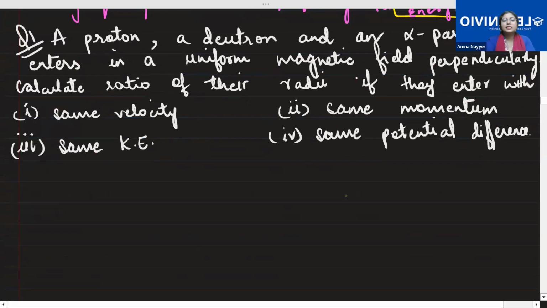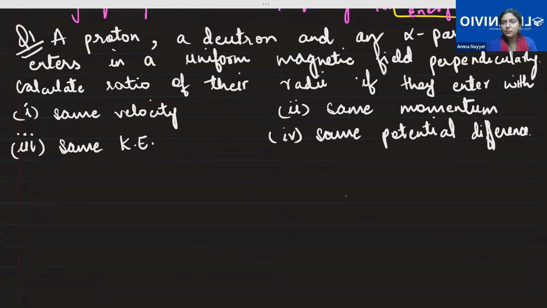See, this question says that a proton, a deuteron, and an alpha particle enter in a uniform magnetic field perpendicularly. So as soon as it is perpendicularly, this means this is your third case, right? If the charged particle is entering the magnetic field perpendicularly, this is the third case.